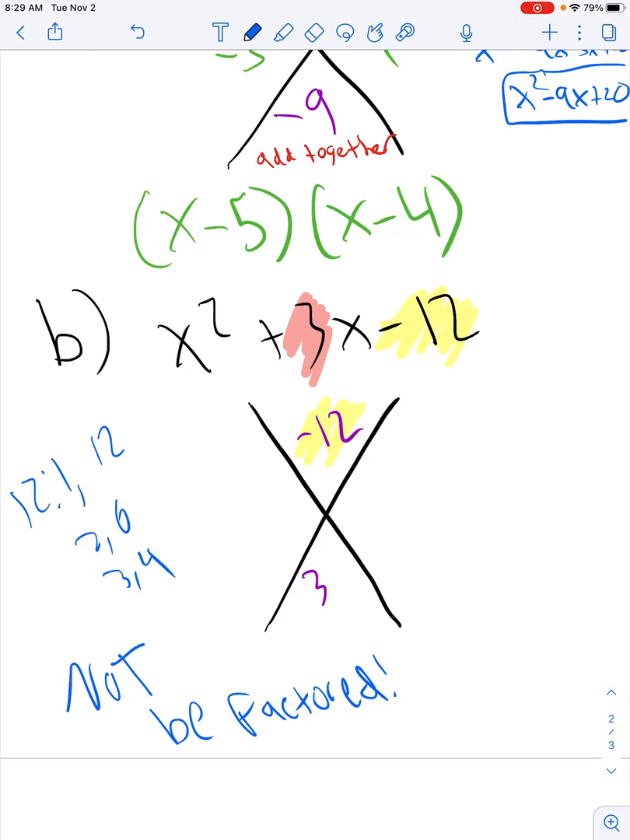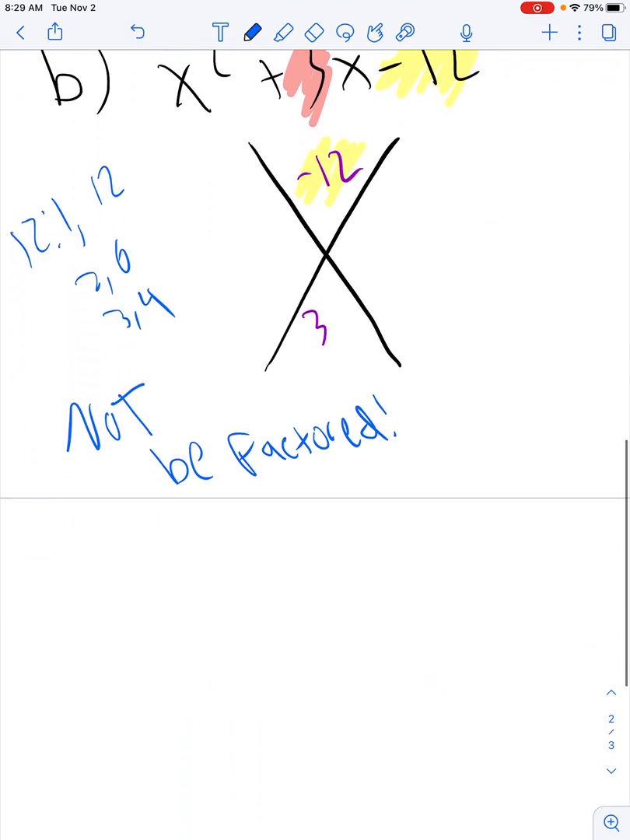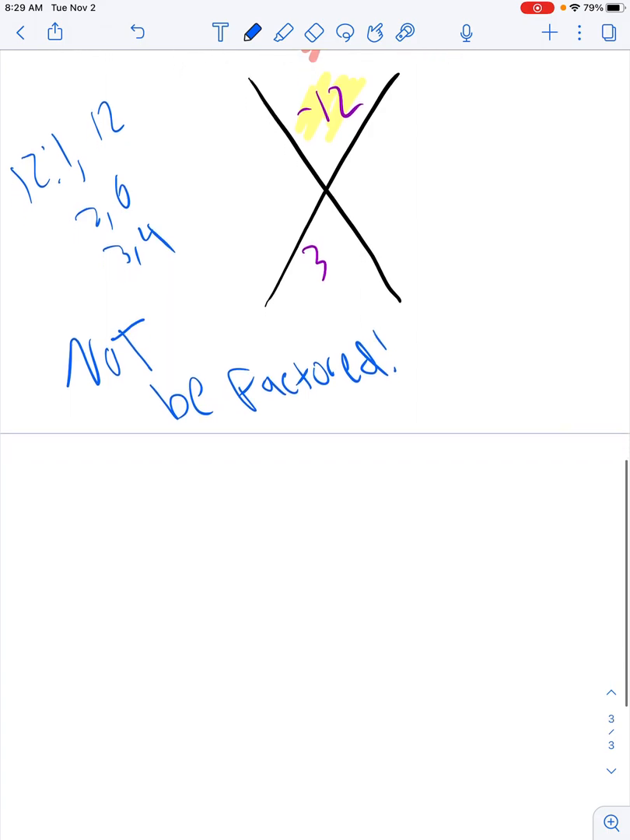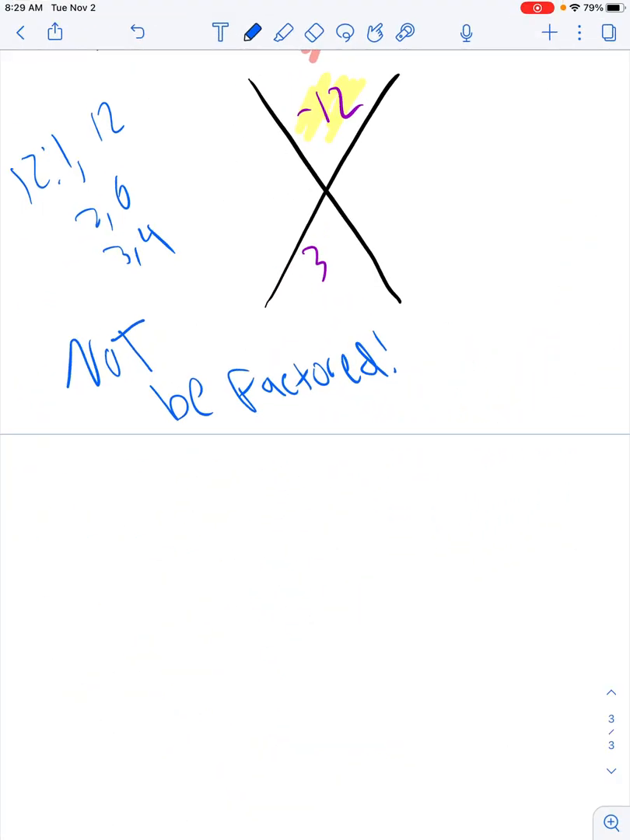Because, again, there's no numbers that can multiply to get negative 12 and add to get positive 3. Now, one of the special ones that we're going to talk about is a difference of two squares and a perfect square trinomial.